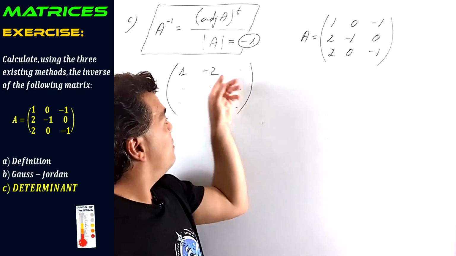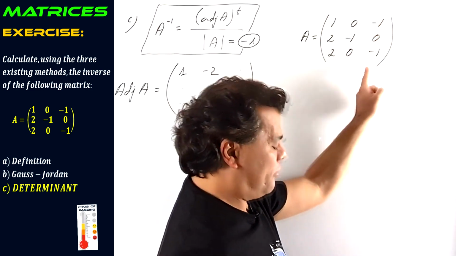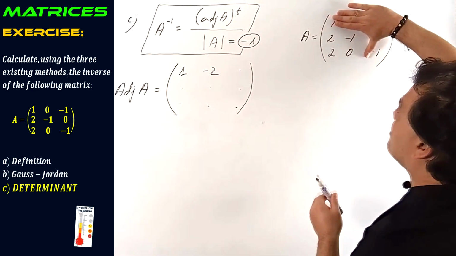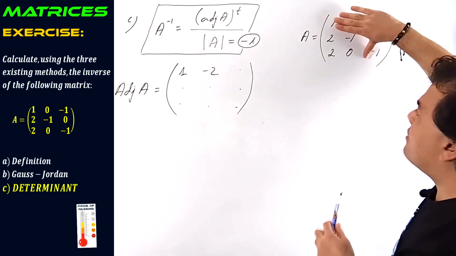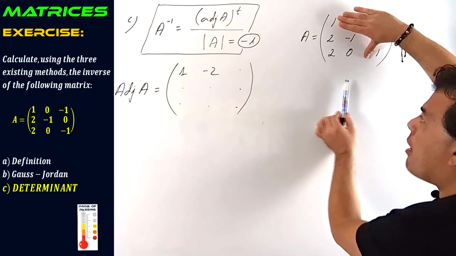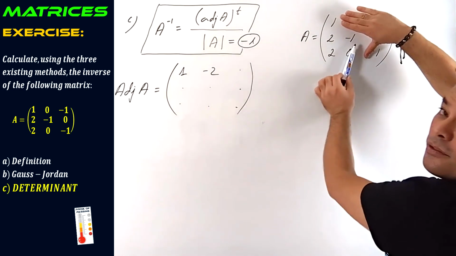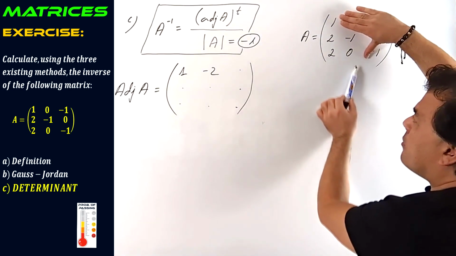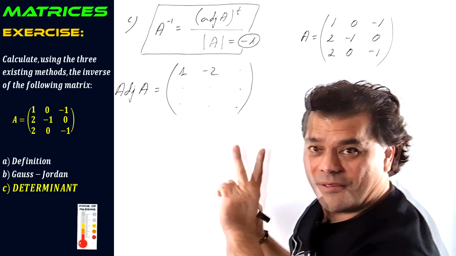Third position, let's remove row 1, column 3. Can you see these 4 positions that remain? Let's calculate its determinant. 2 times 0 is 0. Minus 2 times -1 is -2. 0 minus -2 is 2. Okay?